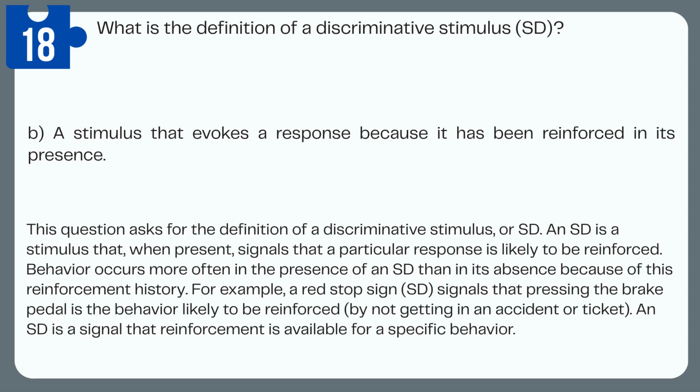Answer. B. A stimulus that evokes a response because it has been reinforced in its presence. This question asks for the definition of a discriminative stimulus, or SD. An SD is a stimulus that, when present, signals that a particular response is likely to be reinforced. Behavior occurs more often in the presence of an SD than in its absence because of this reinforcement history. For example, a red stop sign, SD, signals that pressing the brake pedal is the behavior likely to be reinforced by not getting in an accident or ticket. An SD is a signal that reinforcement is available for a specific behavior.